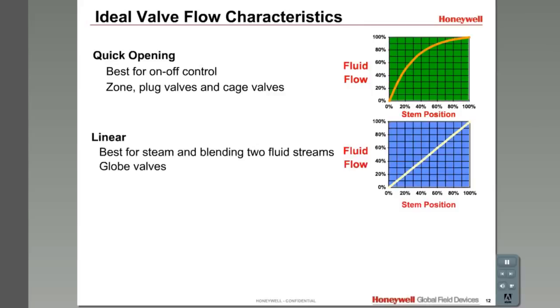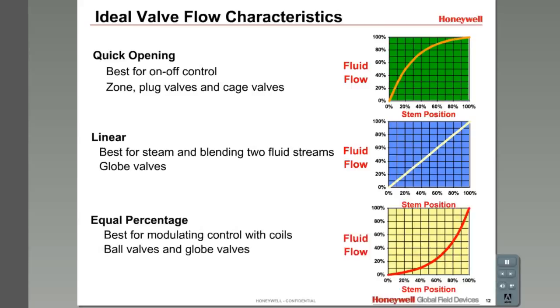In linear opening valves, the flow through the valve varies linearly with valve stem position. Such valves are useful for controlling steam or for blending 2 streams together. Some globe valves are linear opening valves. An equal percentage valve increases the flow exponentially with valve travel. With this valve, equal increments in valve travel produce equal percentage changes in flow. Some globe and ball valves are equal percentage opening valves.